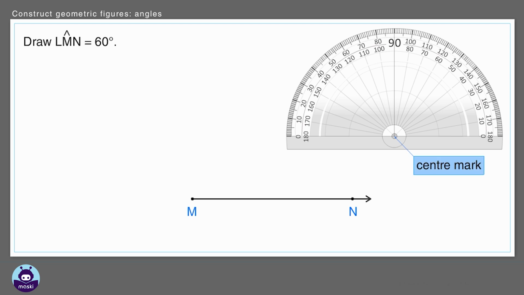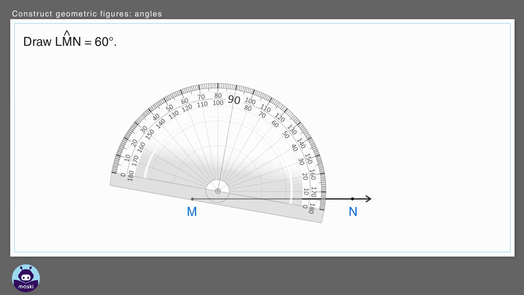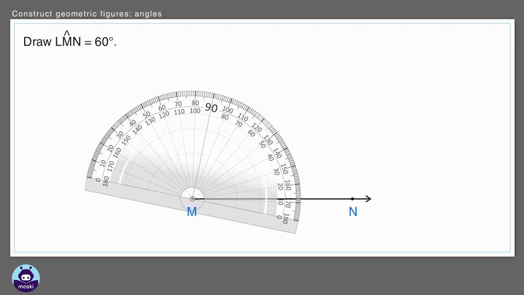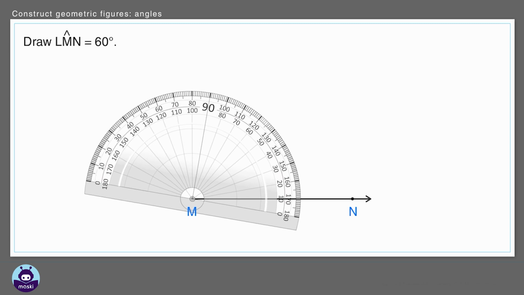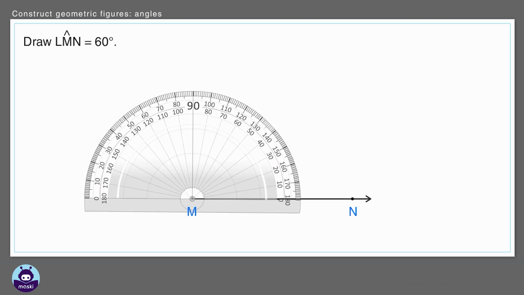We locate the center mark in the middle of the straight edge of the protractor. We place the protractor in such a way that the center mark of the protractor lies at the vertex M. Now we line up the zero on the straight edge of the protractor with line MN.